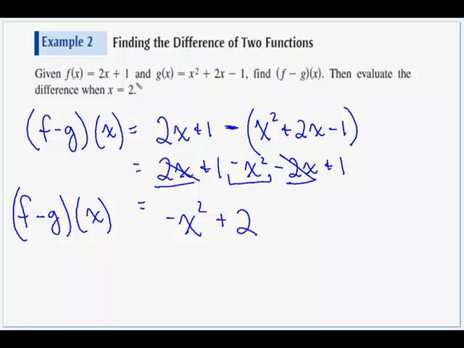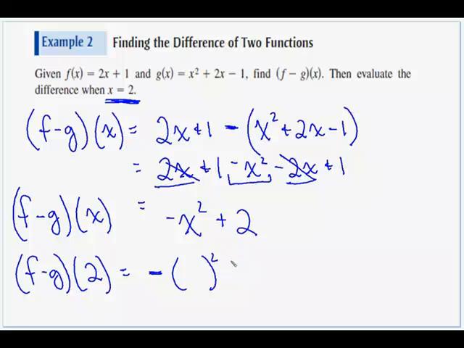And they also want us to evaluate at an x value of 2. So f minus g of 2 is going to be, now careful here, that negative isn't with the 2, it's part of this function. So it's going to be negative something squared plus 2. And that something is, we're running a 2 through the function. So the 2 squared is 4, and that negative comes along then, so it's a negative 4 plus 2, which is negative 2.